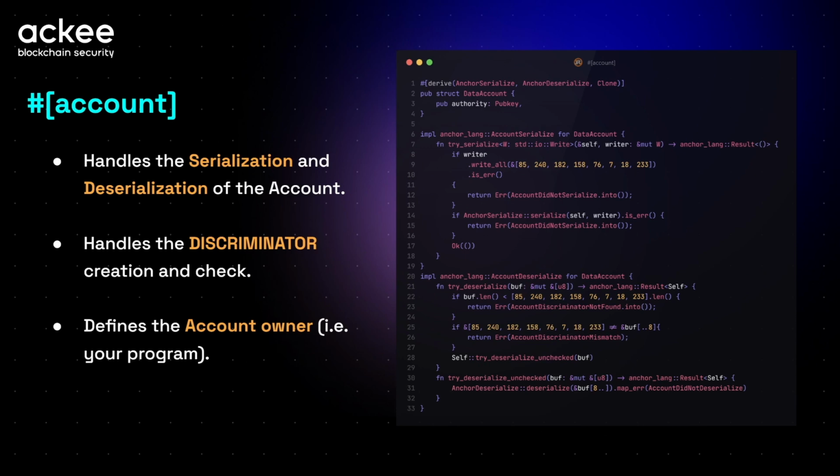So the last in the chain of macros we talk about regarding the Anchor framework is this account macro. This macro is used for the structures that are going to be stored within the data accounts of our program. The main goal is to handle the serialization and deserialization of the account, or of the struct. That means, at the end of the day, the data stored within the account is basically a byte array, an array of bytes, 8-bit long fields.